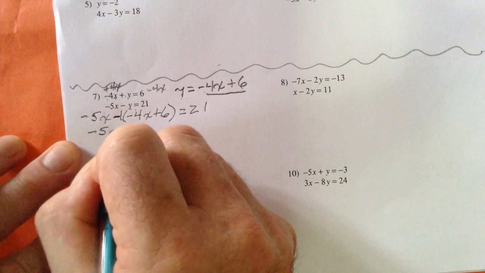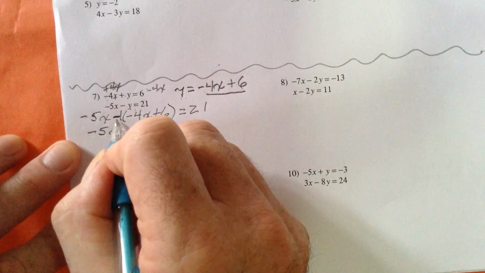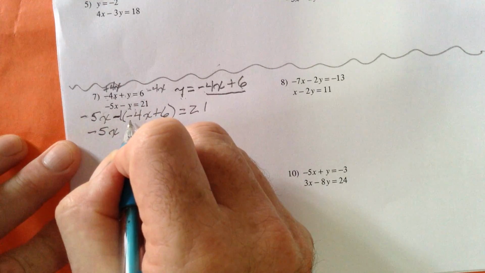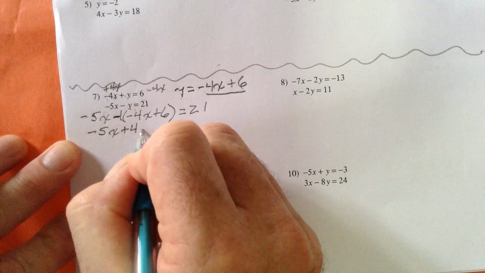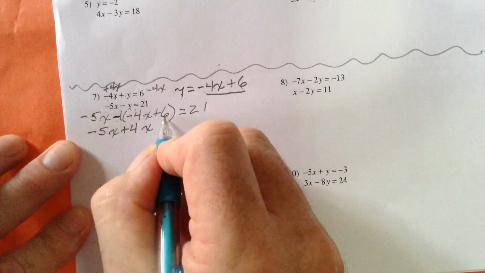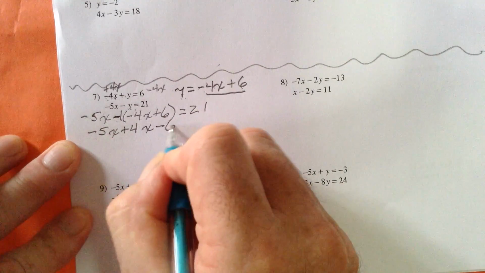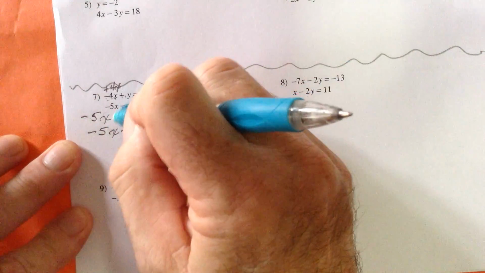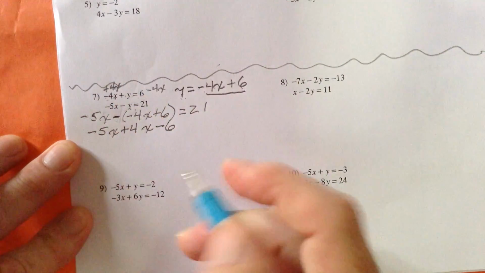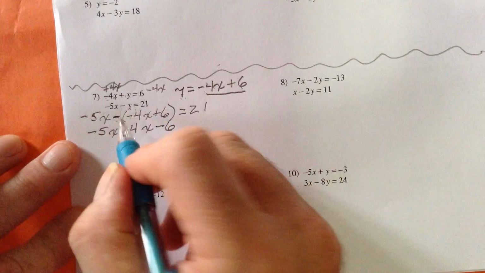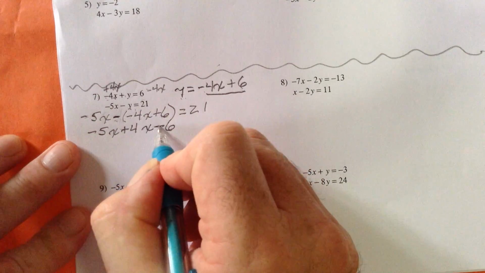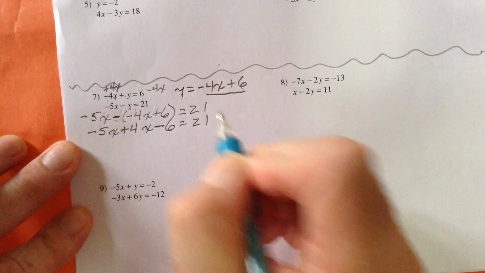So negative 5x, I want to get rid of the parentheses here. Negative 1 times a negative 4 will make it a positive 4x. And negative 1 times a positive 6 becomes a negative 6. So basically this negative is reversing the signs inside. Negative and a negative becomes a positive. Negative and a positive becomes a negative, equals 21.